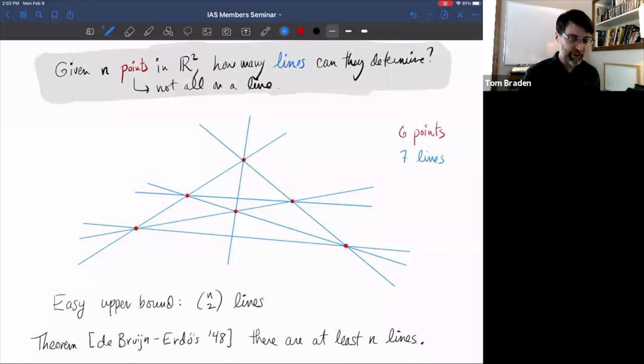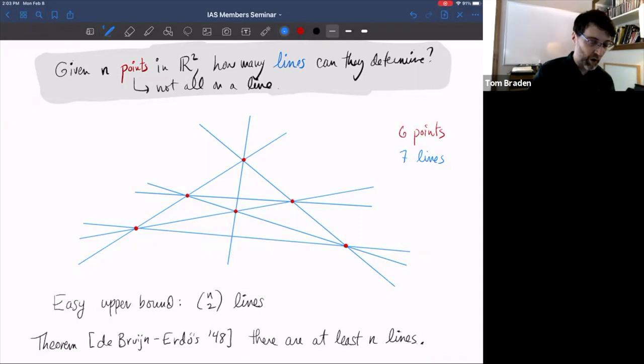If you ask this question in general, there's an obvious upper bound, which is you can have at most n choose two lines determined by n points. But the lower bound is considerably more subtle. It turns out in 1948, De Bruijn and Erdős proved that there are always at least n lines. So if you have n points in R², there's always at least that many lines that they determine. In this case, seven is greater than or equal to six, which is correct. And equality is certainly possible.